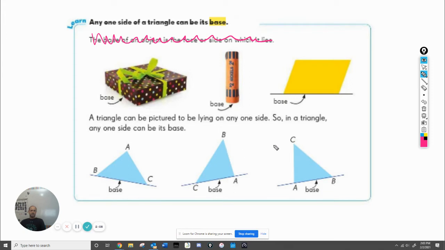A triangle can be pictured lying on any one side, so in a triangle, any one side can be its base. So these are all 3 the same triangle, but for some reason the book's just turning them around, assuming that you can't just look at this triangle and say, oh, that's the base. Base number 1. Oh, this could be base number 2. Oh, this could be base number 3.